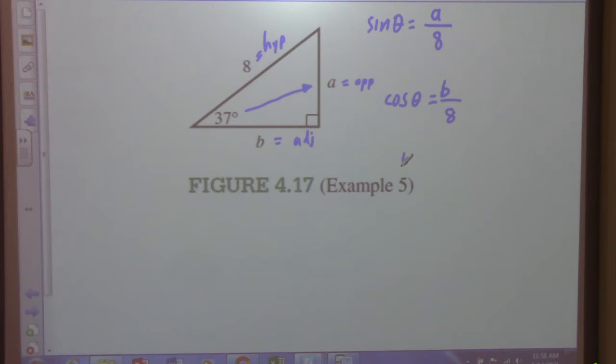And what is our tangent going to be equal to? Opposite over adjacent. A over B. Okay, and then what are going to be our reciprocal ratios?